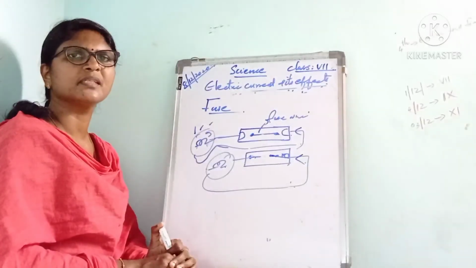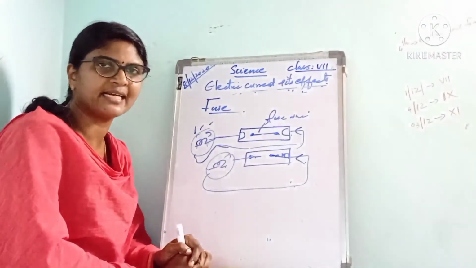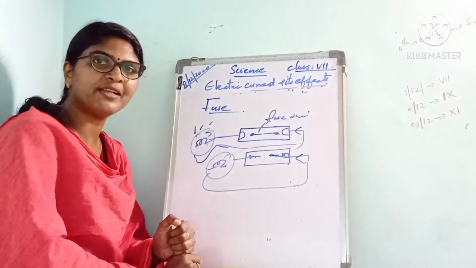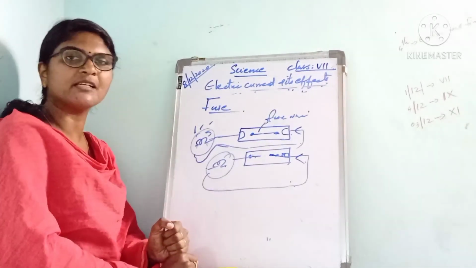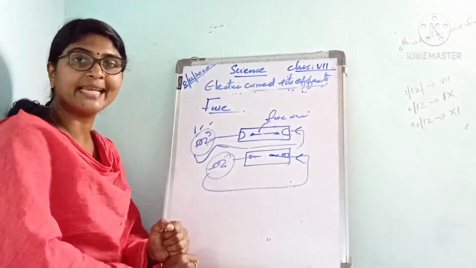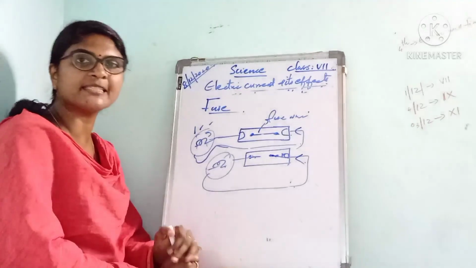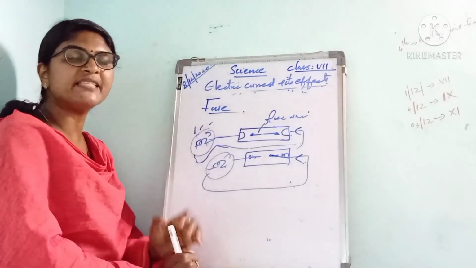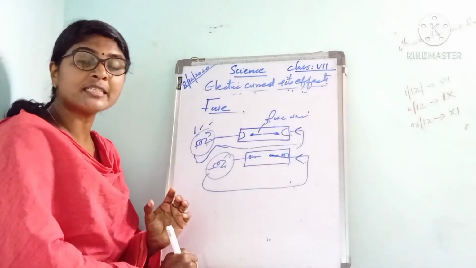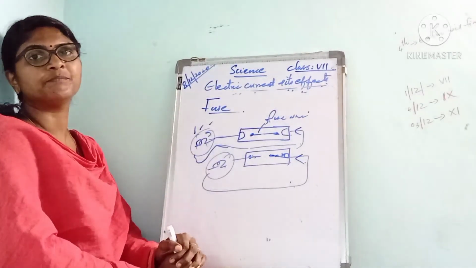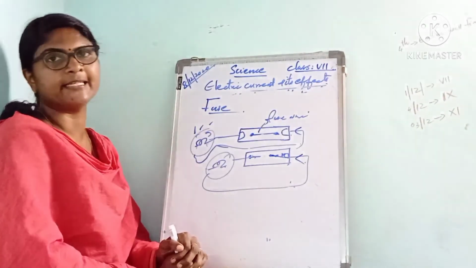Children, in today's class we have learned about the heating effect of electric current. What is meant by the heating effect of electric current? When electric current passes through a conductor or a metal wire, it produces heat, and this is called the heating effect of electric current. Then what do you mean by resistance? Every material shows some resistance or opposition to the flow of electric current, and this is termed as resistance.